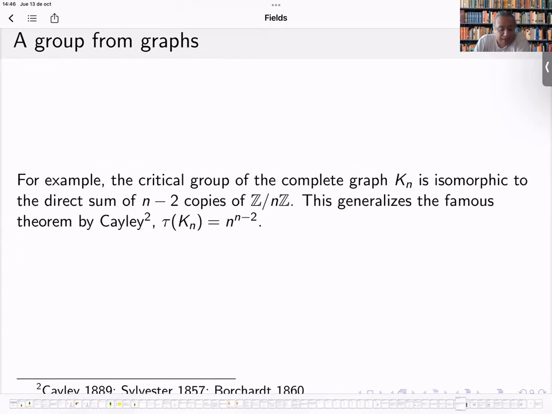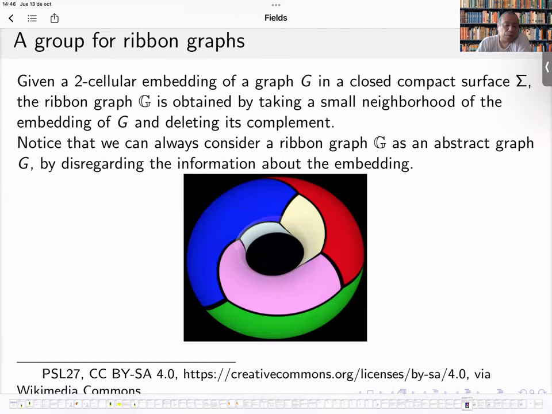For example, K_n has a group that is the direct sum of n minus two copies of Z_n. This generalizes the famous theorem of Cayley that the number of spanning trees of K_n is n to the n minus two. I was working with Ian Moffatt and Steve Noble, who work mainly on ribbon graphs, and we managed to associate a group that we call a critical group for ribbon graphs.